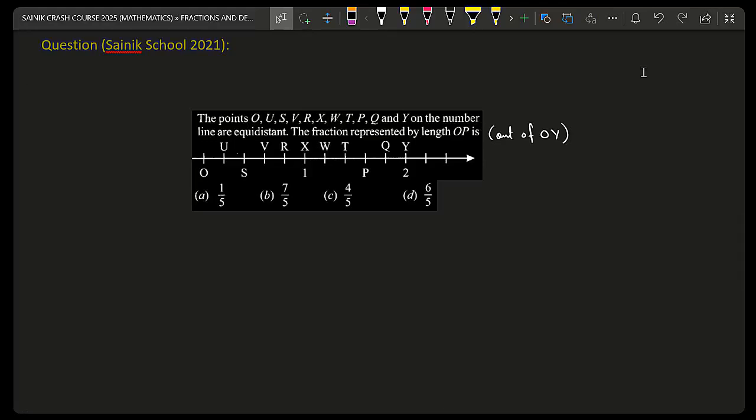The place between O and P is 8 units. Okay, so we actually want the fraction OP out of OY, right? Because they are asking for the fraction represented by OP out of OY. So OP contains how many parts? 8 parts. And OY contains how many parts? 10 parts. So you can do simplification, right? Yes, sir. 2 4s are 8 and 2 5s are 10. That is 4 by 5. Which option? C. That is the correct answer.